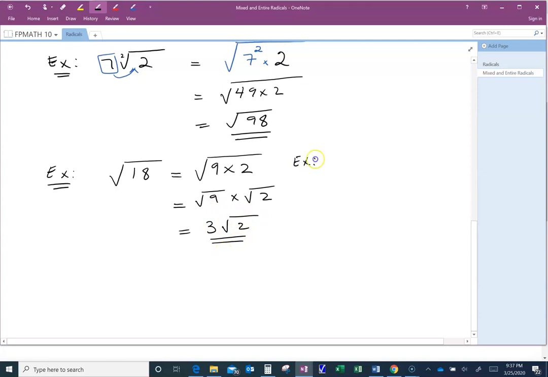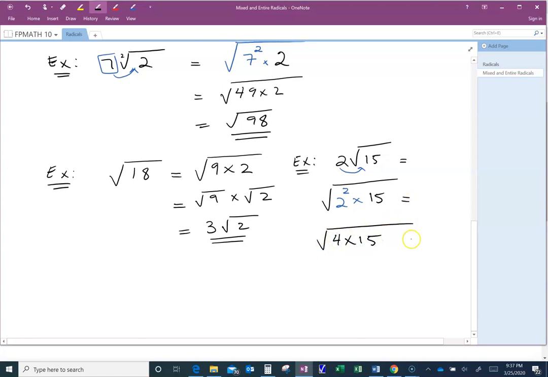Another example, let's do the example the other way. Let's say 2 root 15. We want to change that into an entire radical. By the rules, we're going to take the 2 and bring it inside by squaring it and then multiplying it by the 15 that is already inside the radical. So in this case, we have 4 times 15, and the final answer will be square root of 60.